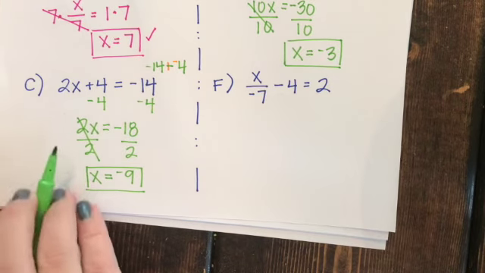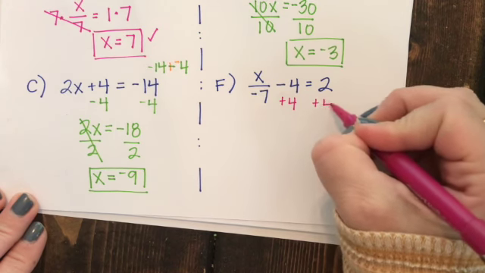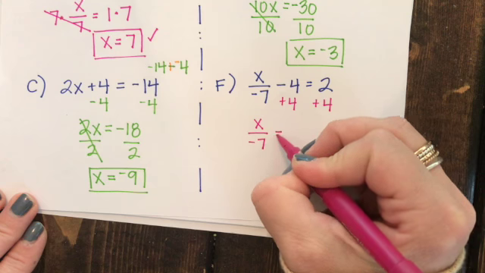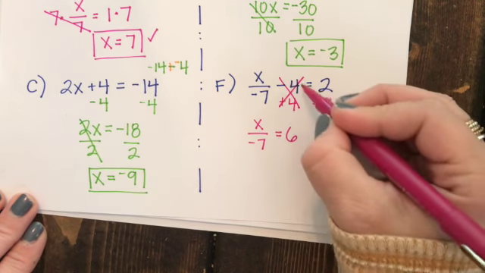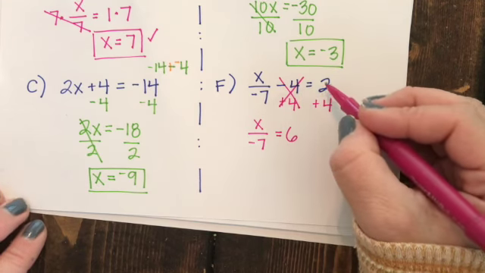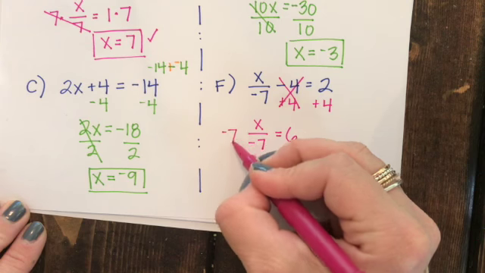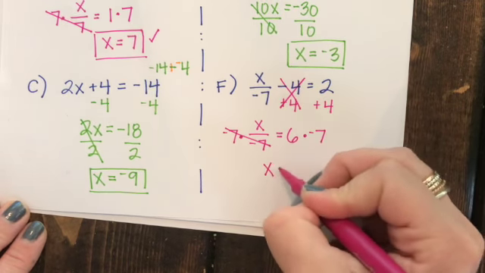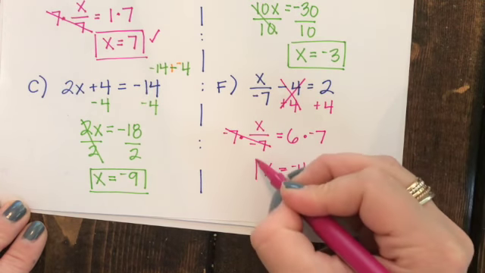Okay, and then the last one, letter F, we're going to add 4 to both sides. So I have x over negative 7 equals positive 6. I added 4 because I wanted these to cancel. 2 plus 4 is 6. Now the opposite of dividing is multiplying, so I'm going to multiply both sides by negative 7. 6 times negative 7 is negative 42.